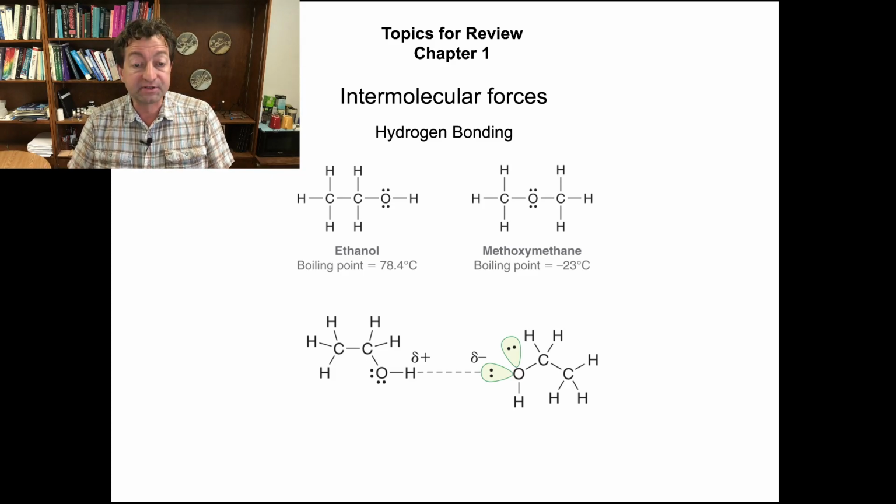And so what we observe here, for example, is the boiling point difference between methoxymethane. Again, simply a dipole there between the oxygen and carbon, boiling point of -23.